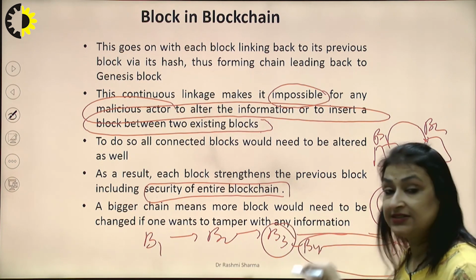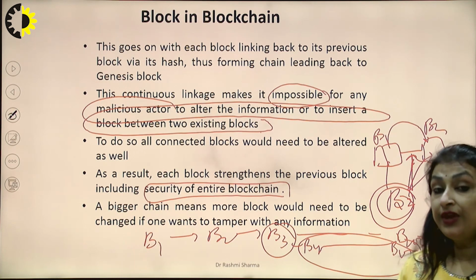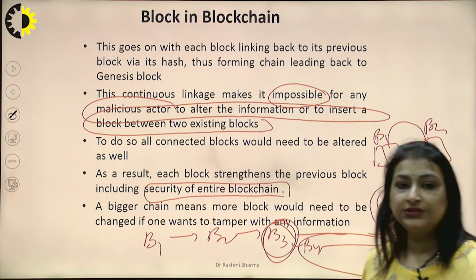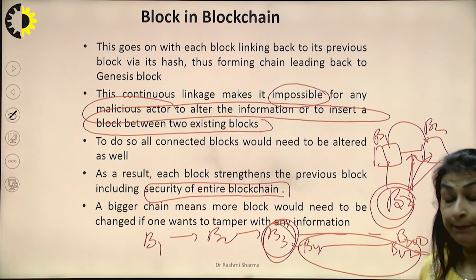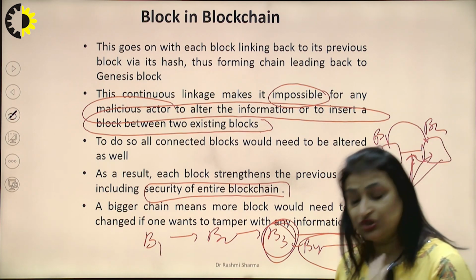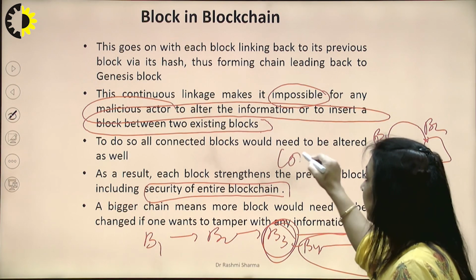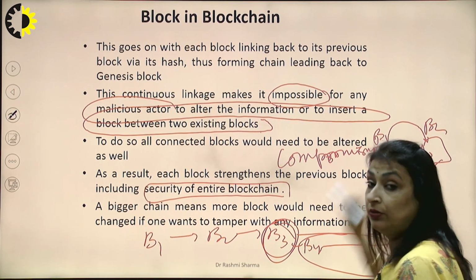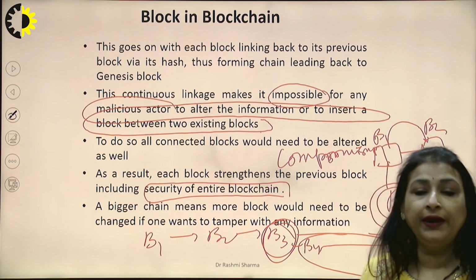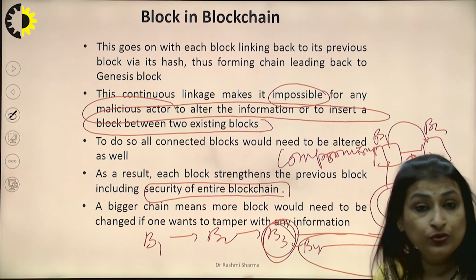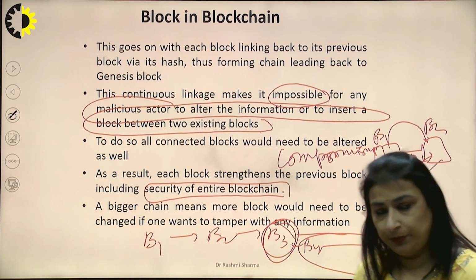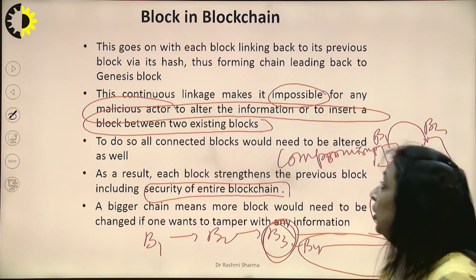If somebody is trying to change B3, obviously they are tampering with that block and compromising the data which is there in that block. And we can know the culprit, find out who the malicious attacker is, and remove that person or warn that person in the blockchain.